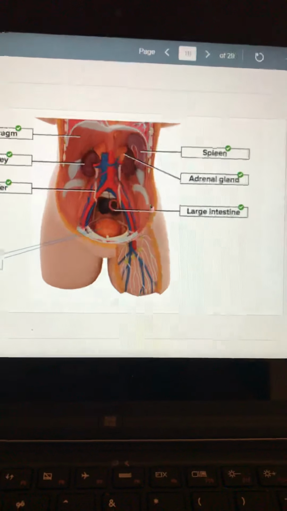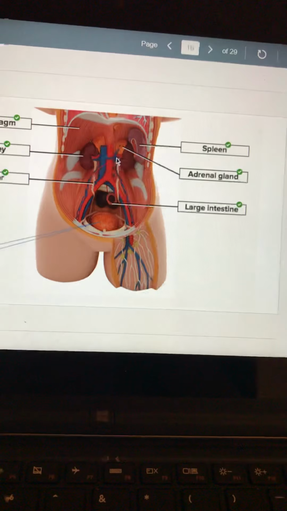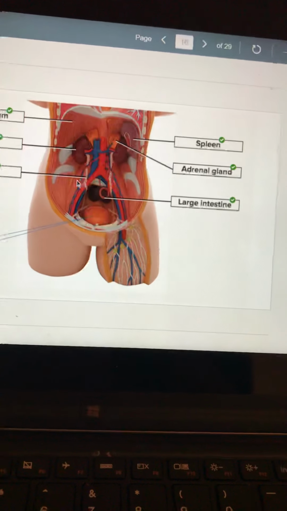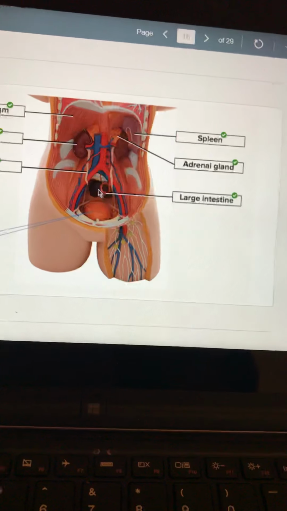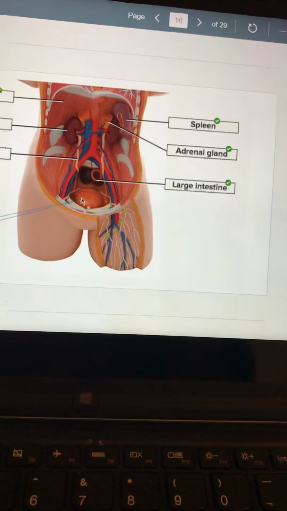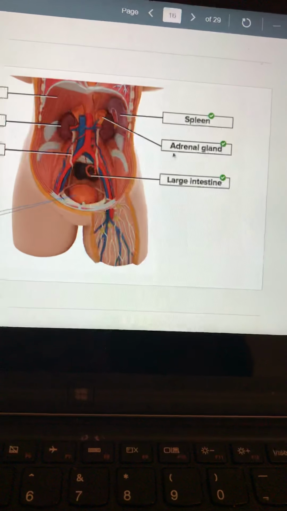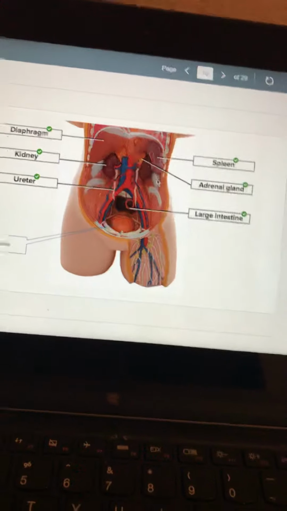Now here more in depth is the diaphragm, the little kidneys, one here, one here. Here's the ureter. Oh, here's the large intestine, the bladder, and here's the spleen. Once again, the adrenal gland.